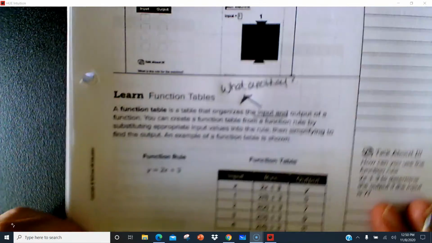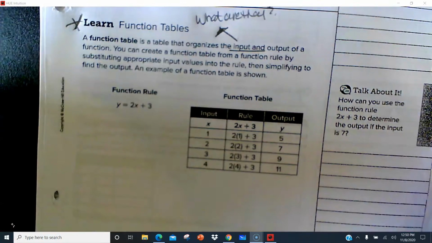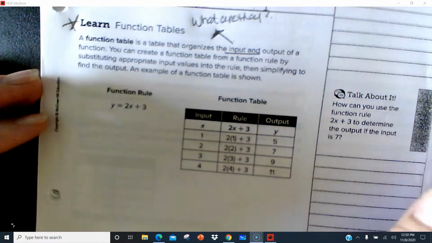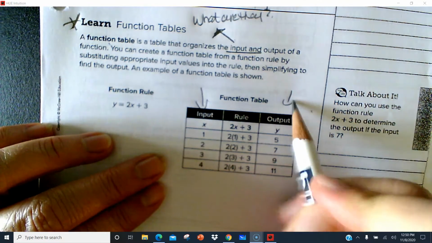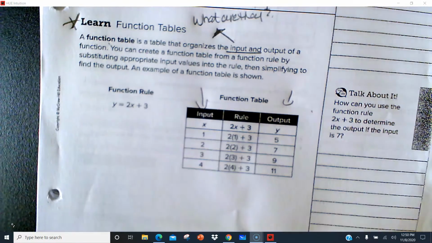Alright, so if I look down here at this particular learn, the learns are all the key points that we have to be able to hit, in case you haven't figured that out by now. We talk about a function table. This is a function table. Essentially, it has inputs and outputs, and it helps organize everything for you.